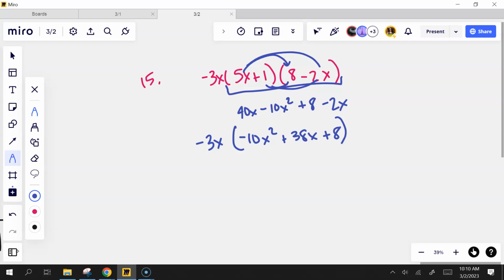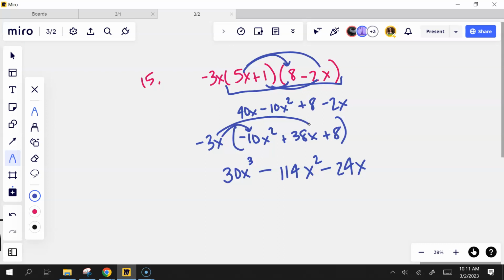Y'all all okay? Now I'll multiply the negative 3x through. 30x to the what? Third minus, no, yeah, x squared minus 44x.